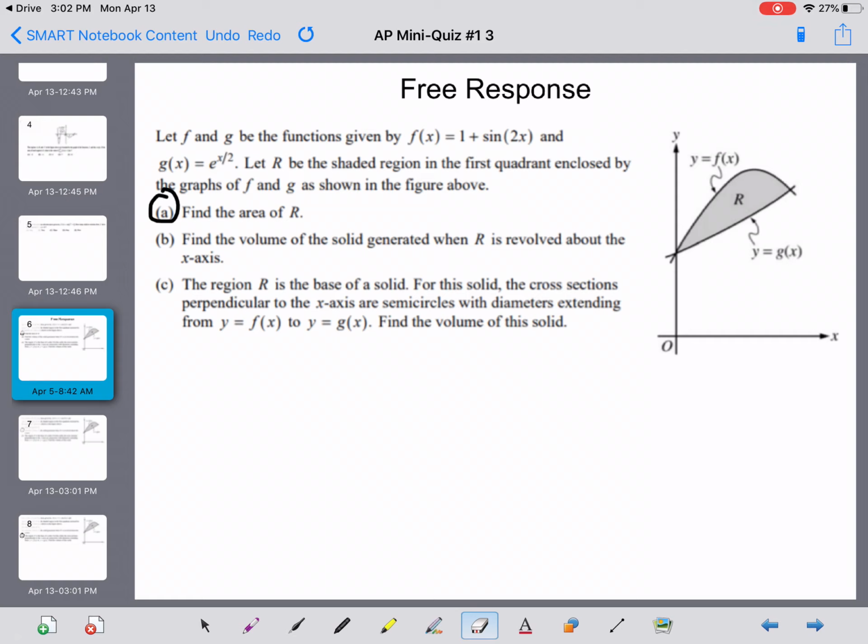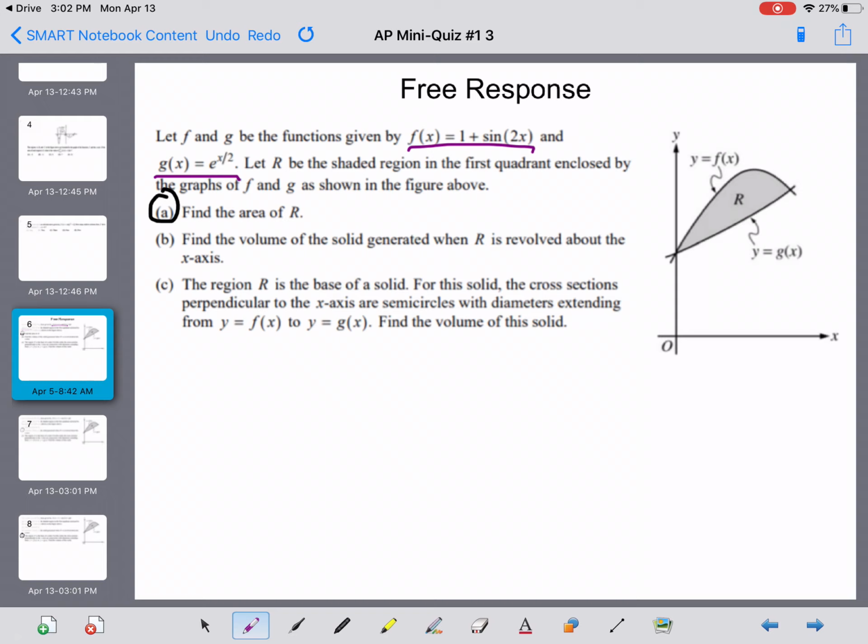Now, this was a, take that back, this was a calculator question. And let's see what's going on right here. We've been given two functions. We have an f of x curve up on top that is 1 plus the sine of 2x. And then a g of x curve underneath it, that's e to the x over 2. R is the shaded region between the two, and that's all we've got.